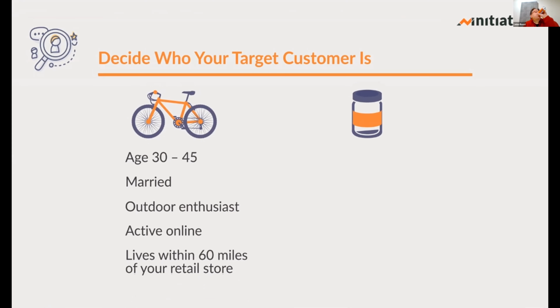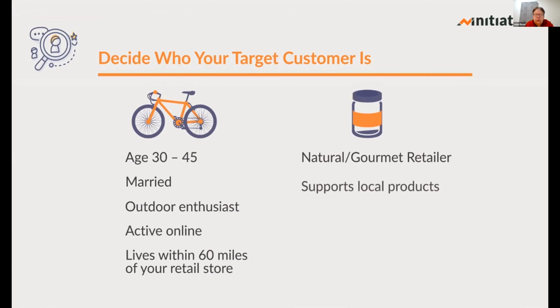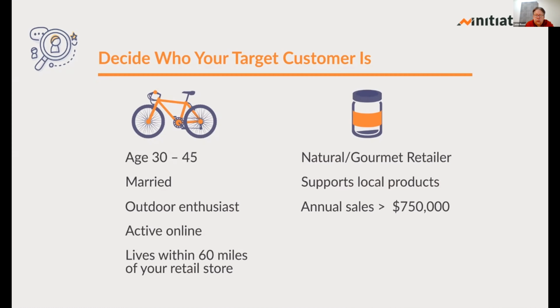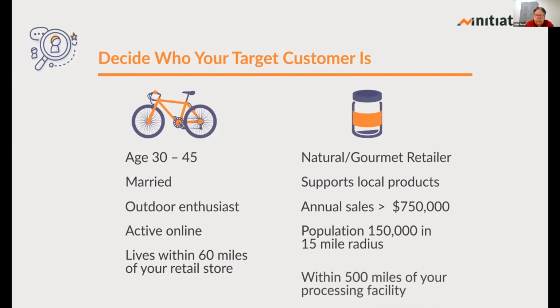Do you sell value-added food products to other businesses? Well, then your ideal customer might be a natural gourmet retailer, one who supports local products, with annual sales greater than $750,000, population of 150,000 within a 15-mile radius and within 500-mile radius of your processing facility.